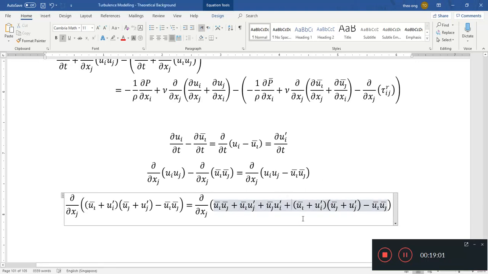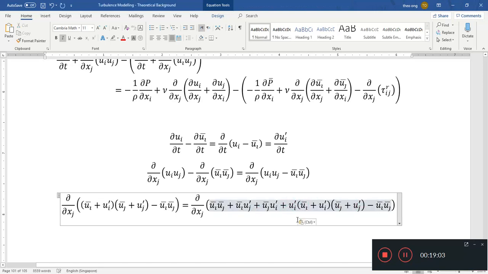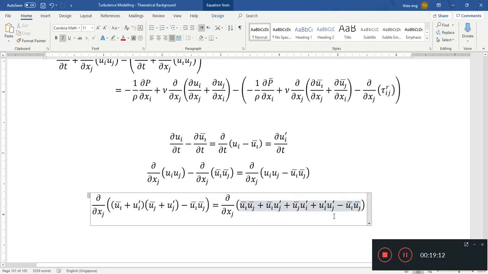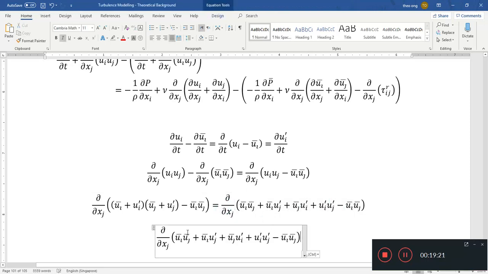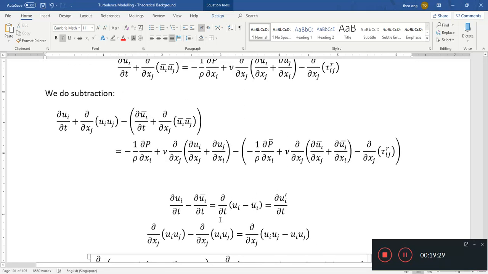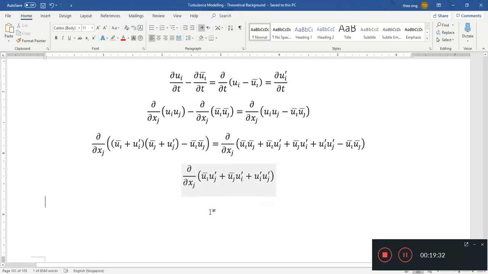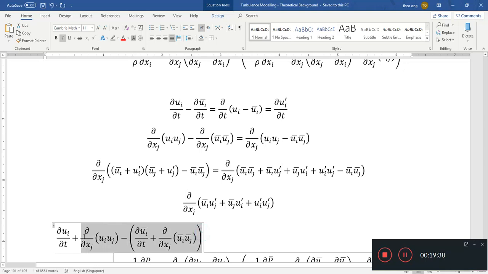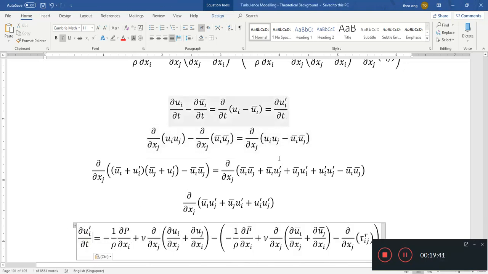Plus this thing, ui prime uj prime. There's not a square, but just multiply them together. One thing you'll notice is that these two terms drop out. These two terms cancel. So after expanding, you will just get the following for the convection term or the advection term. Alright, so the left hand side will be as follows. So I'm going to plus this.